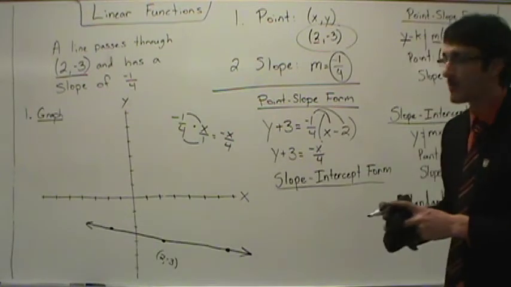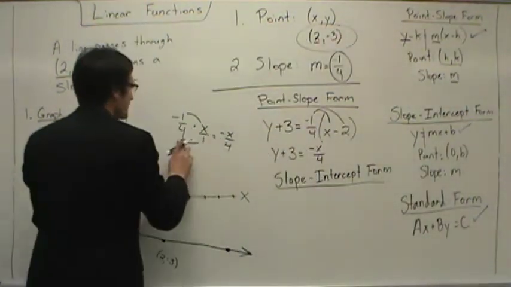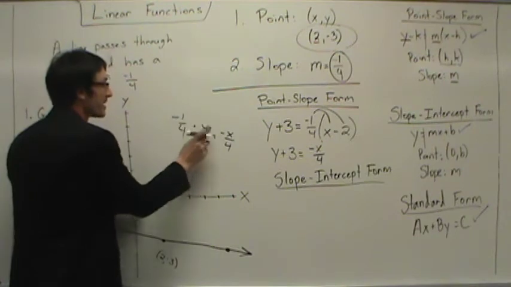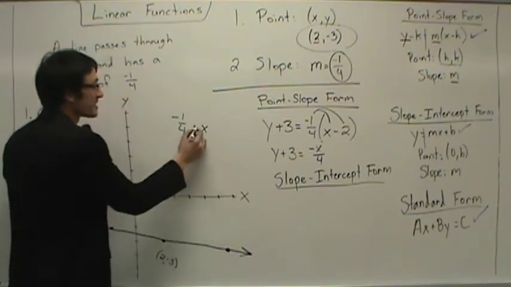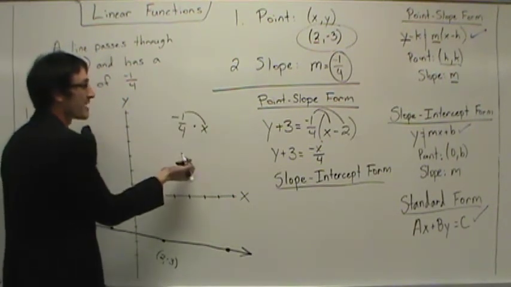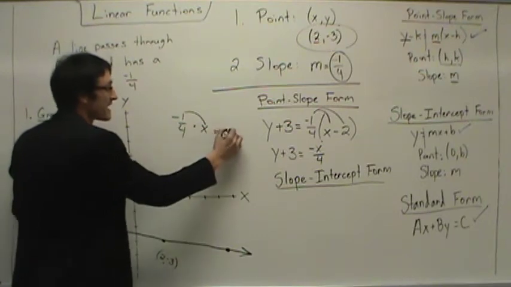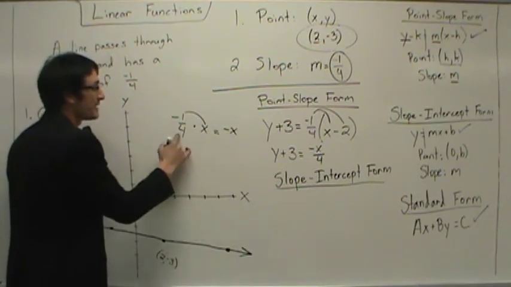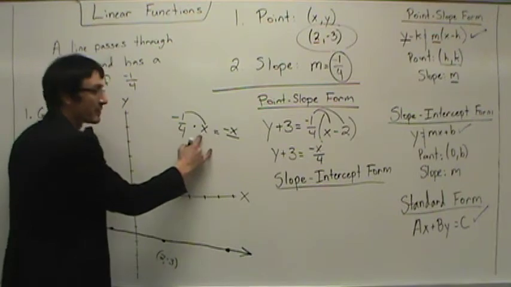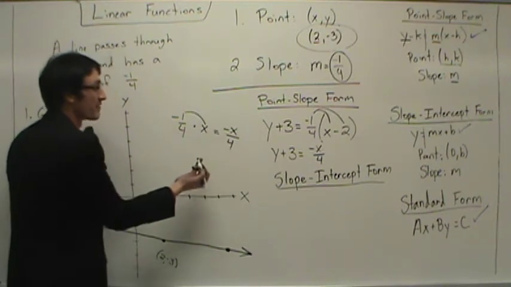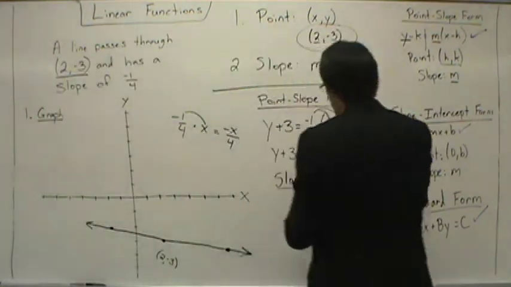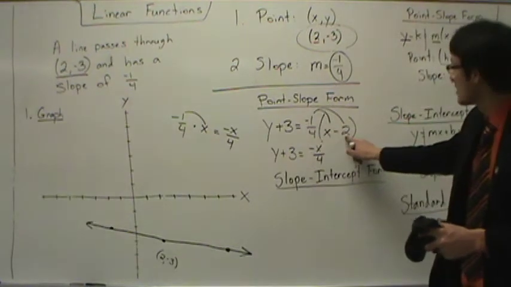And hopefully you remember when we dealt with number times fraction, you can simply take x and multiply by the top. x times -1 is -x, and leave the denominator alone. We don't have to write the 1, so we just have -x over 4. Now, we also have to do -1/4 times -2.